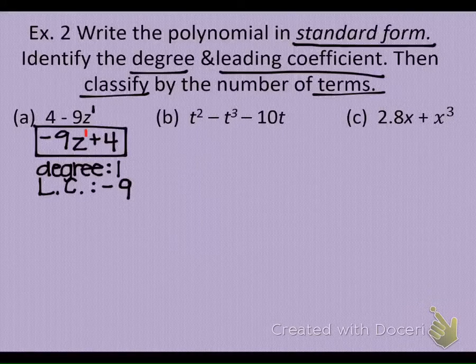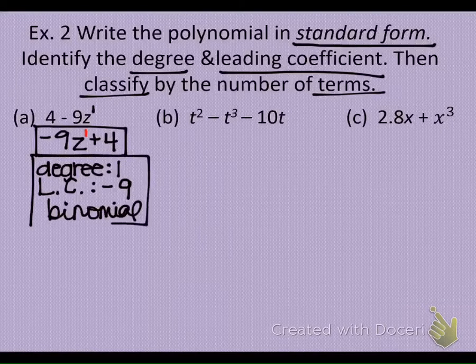And lastly, I have to classify it. How many terms, Olivia, does this problem have? 2. Which makes it a binomial. Very good. So we identify that it's a binomial. We're going to box in the rest of our answers, and you're done.